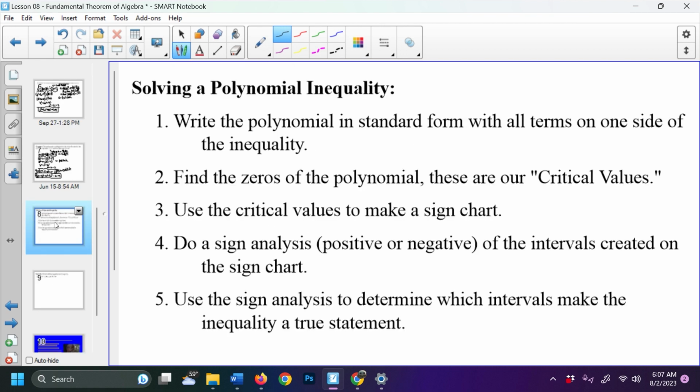Solving a polynomial inequality. Write the polynomial in standard form with all terms on one side of the inequality.